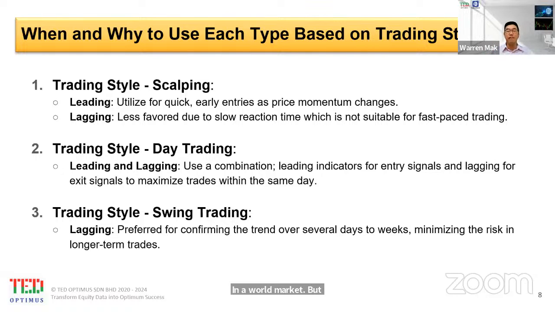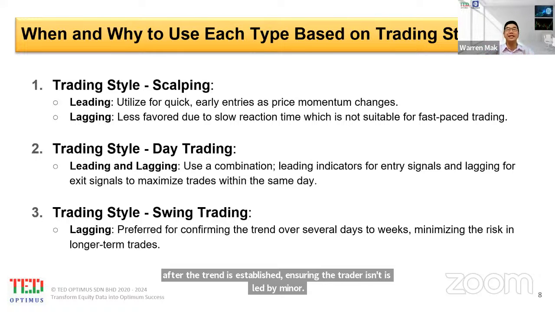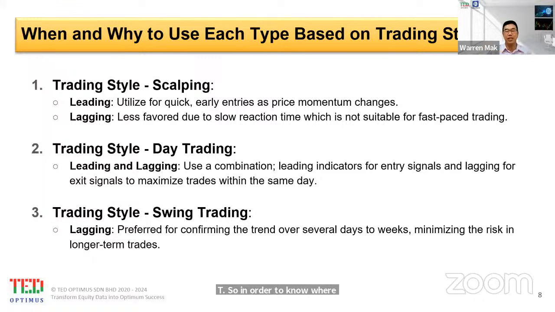But for a condition of a stable or trending market, volatile and trend are different things. Volatile, maybe you can relate to stable. Very volatile, very stable. But not only that, there is a trend, uptrend or downtrend. So for this, lagging indicators are more effective as they provide confirmation after the trend is established, ensuring the trader isn't misled by minor fluctuation. So in order to know whether a trend is already established, we need to observe for a while.